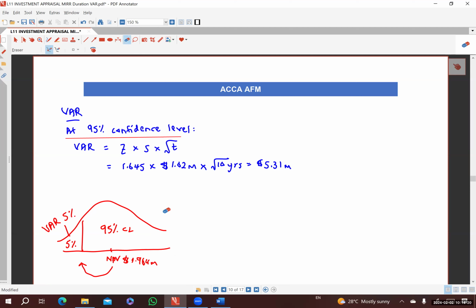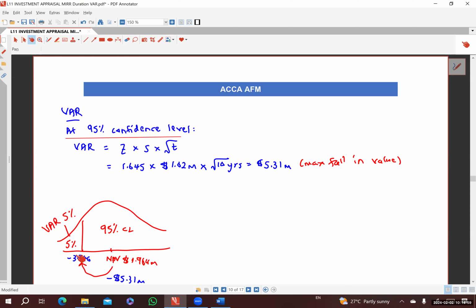So the fall in value, this is the maximum fall in value that we would expect. So we expect this to go down by 5.31 million. So 1.964 minus 5.31 is negative 3.346. That's what we say. We are 95% confident this project's NPV will not fall below this figure. Only 5% chance it will go below this figure.